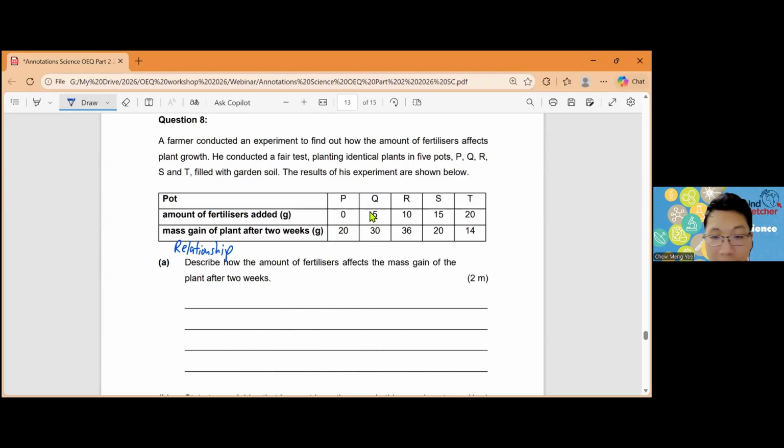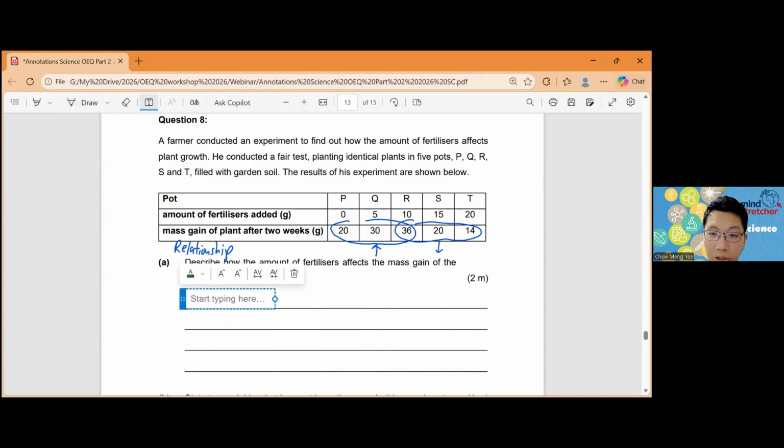And if you have listened carefully since the earlier questions, then this is nothing new. As you can see, from here to here, it has increased. From here to here, it has decreased as we increase the amount of fertilizer. Like I said, be specific. As the amount of fertilizer increased from 0 to 10, it has increased. As the amount of fertilizer increased from 10 to 20, it has decreased. So state down the values.